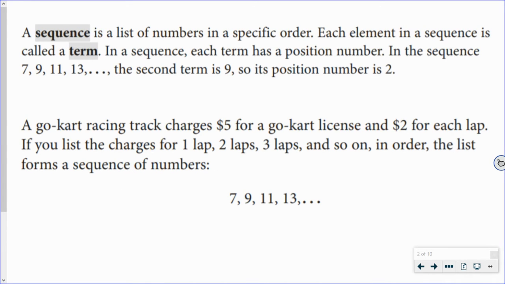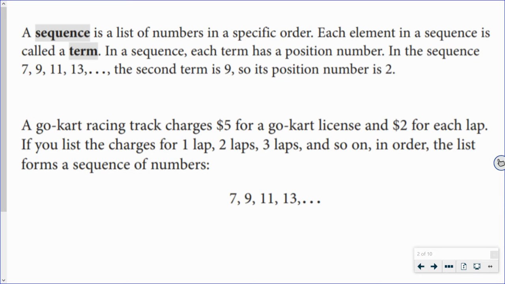Well, let's get some definitions down first. You need to copy this down. A sequence is a list of numbers in a specific order. Each element in a sequence is called a term. Well, we're kind of used to terms in algebraic expressions, but now we're going to call each position, each element in this sequence a term as well, and that kind of makes sense, I think.